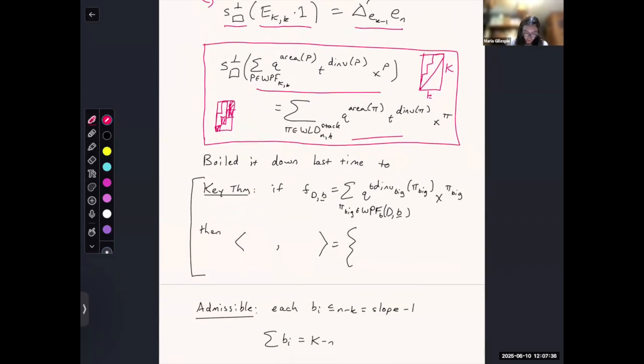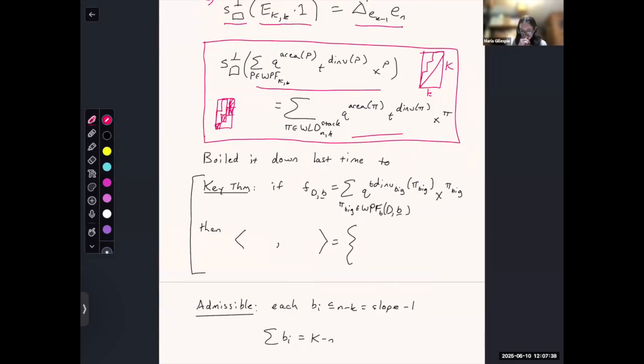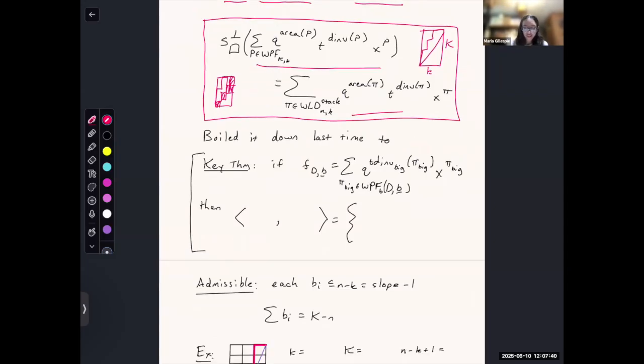And so last time we did boil it down to this key theorem about these LLTs, and this is now all working on the rational shuffle side. So we're always in a big K by little k rectangle, and little k divides big K. And we have this LLT that we defined where we have this admissible sequence B, and I'll review this with an example. And we're doing just a Q analog, so just Q to the T div of the big parking function, x to the pi big.